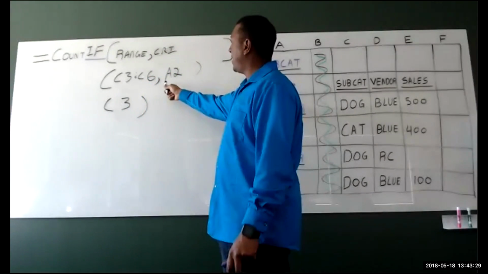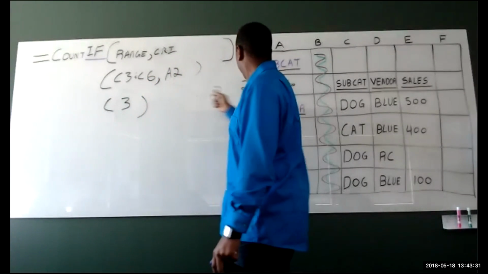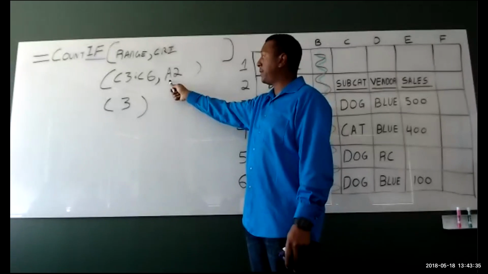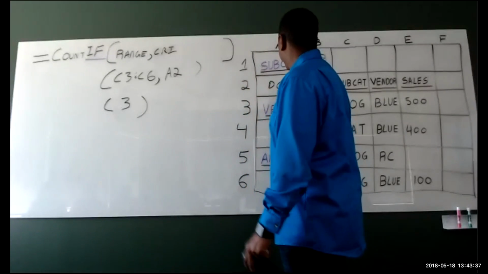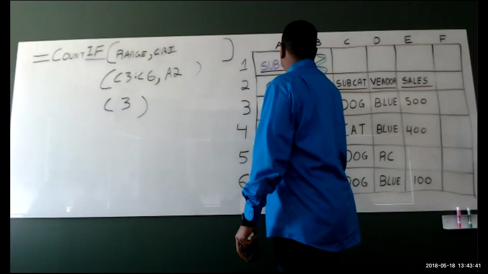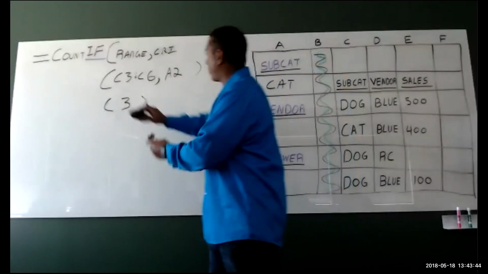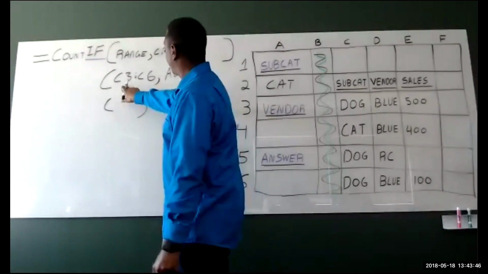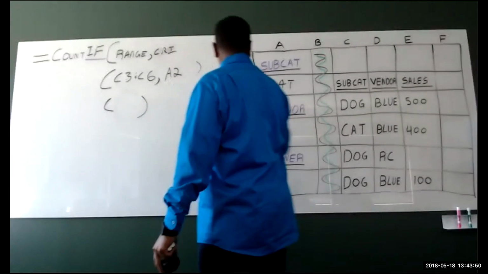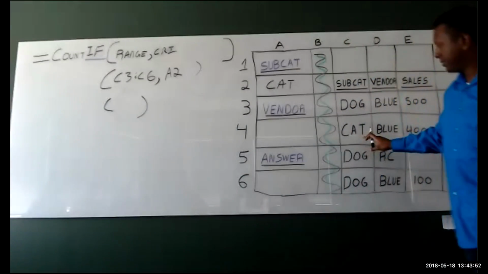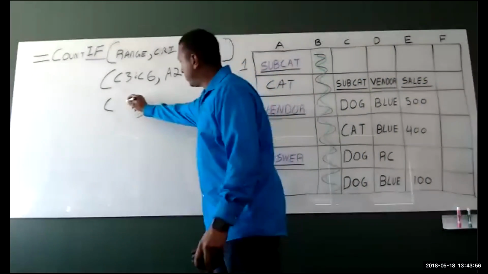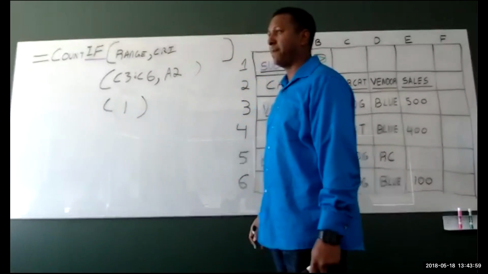This means that anything that's inside of A2, this cell, is going to count it, okay? So therefore, if I change my dog to cat, now my formula is going to read C3 to C6, how many times do I find the word cat? In this case, it's only 1. So my answer would be 1, okay?